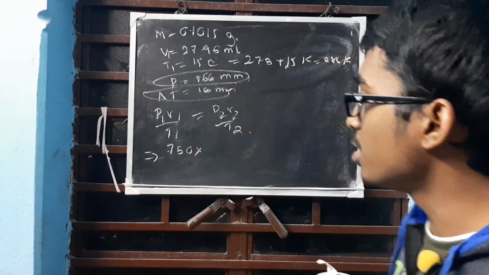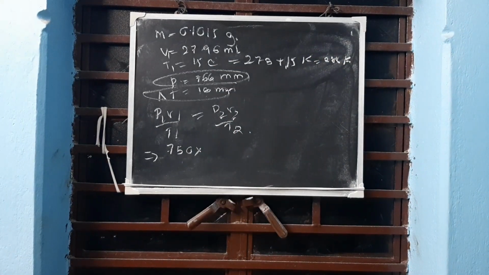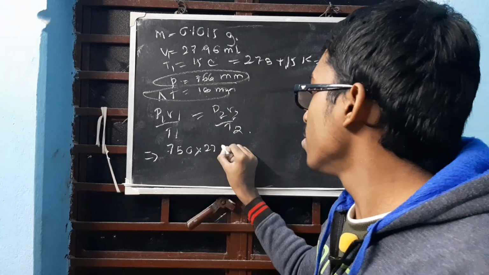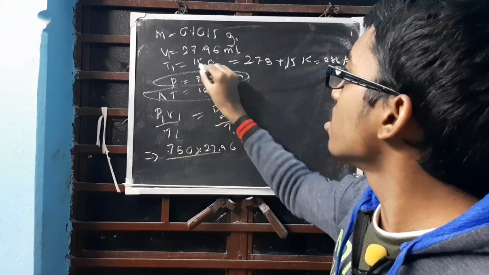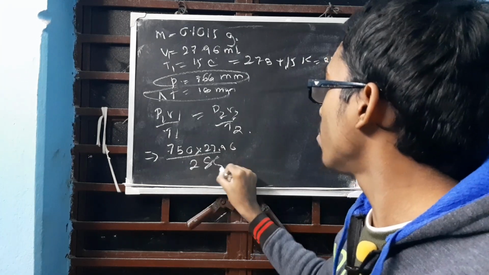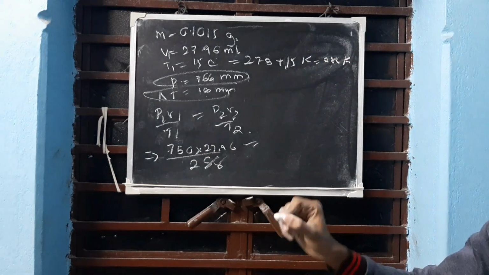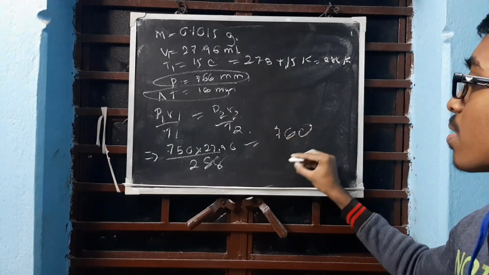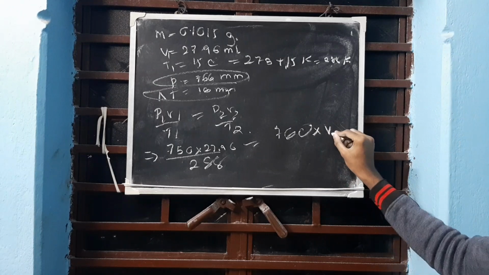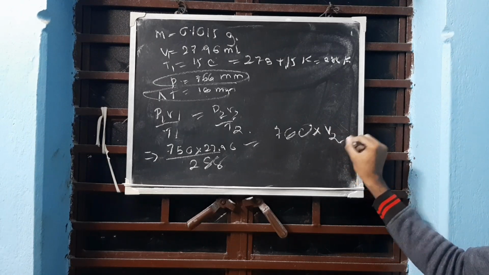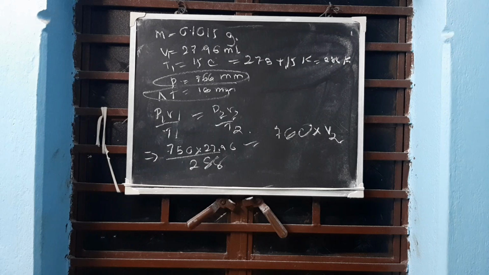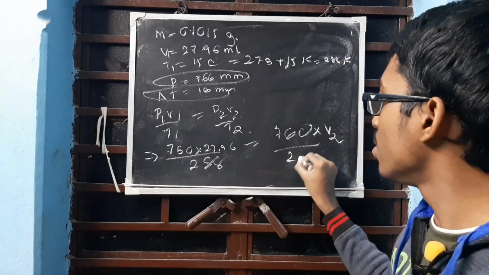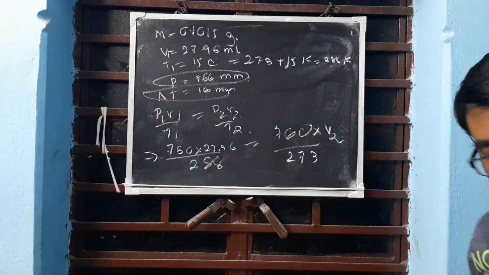Volume is 27.96 divided by temperature 1, which is 288. Now what is pressure 2? It is the STP condition, so pressure 2 is 760. Do we know the volume 2? We are finding the volume 2 only, right? So volume 2 is V2, and temperature 2 is 273. Clear? Now perform the calculation.